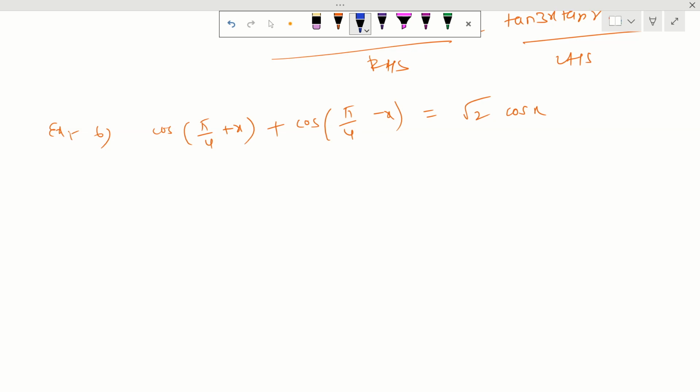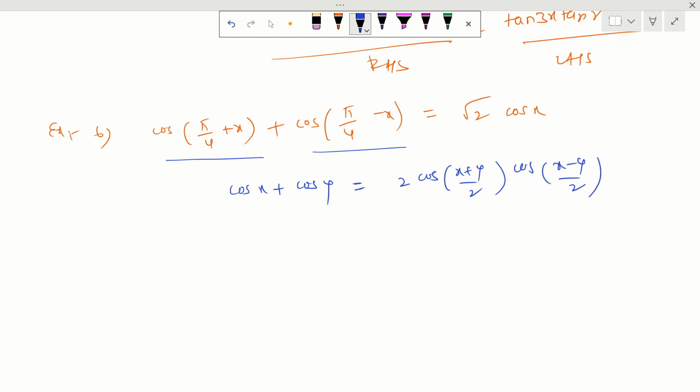How can we prove it? Observe that this is in the form of cos x plus cos y, where x is pi by 4 plus x and y is pi by 4 minus x. What is the formula of cos x plus cos y? It is 2 cos of x plus y divided by 2 and cos of x minus y divided by 2. This formula we know, right? So I am putting these values in this formula.